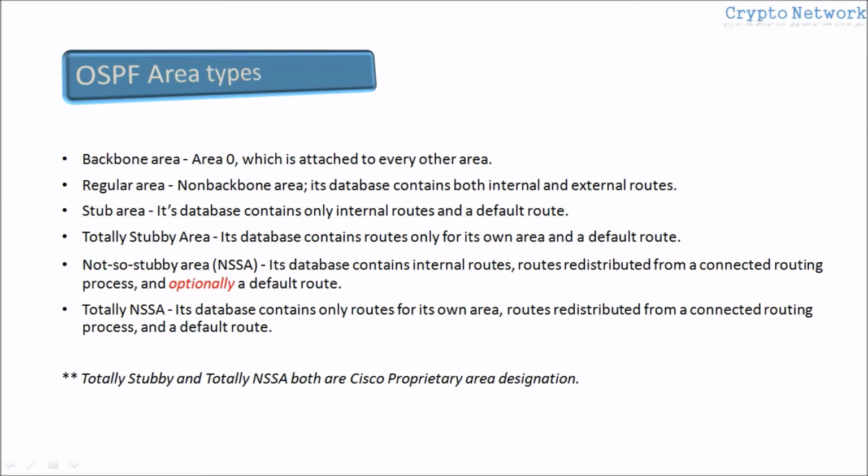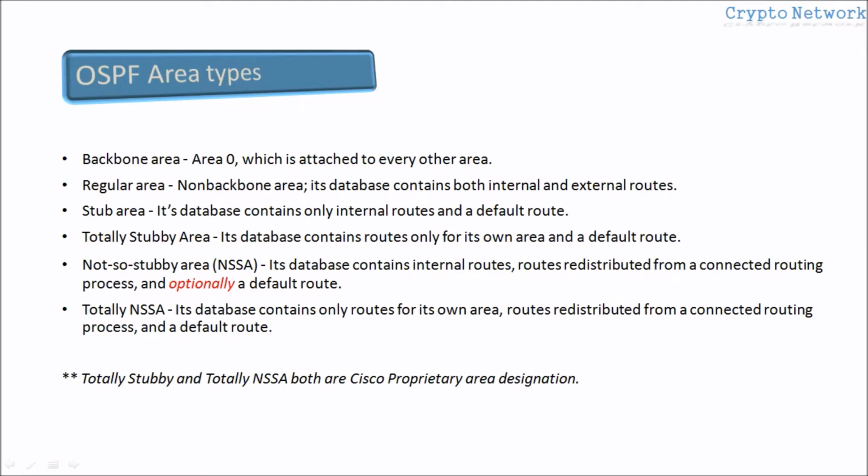So we have not-so-stubby area, which contains internal routes, redistributed routes, and optionally a default route. We have totally NSSA, where the totally NSSA is the same as the NSSA, with the addition that it blocks inter-area routes. That means no type 3 or type 4 summary LSAs are allowed. We will discuss more on LSA types in a few minutes. Totally stubby and totally not-so-stubby are both Cisco proprietary area designations.